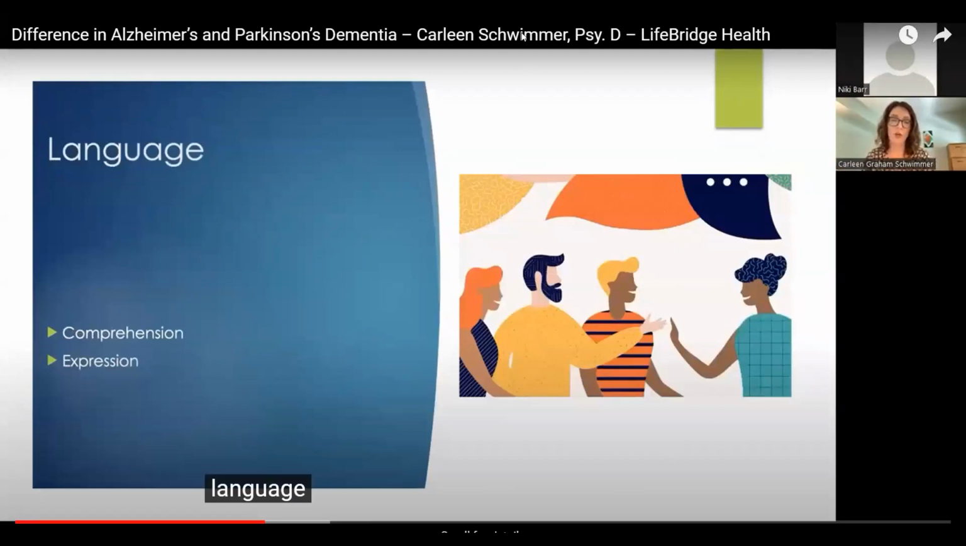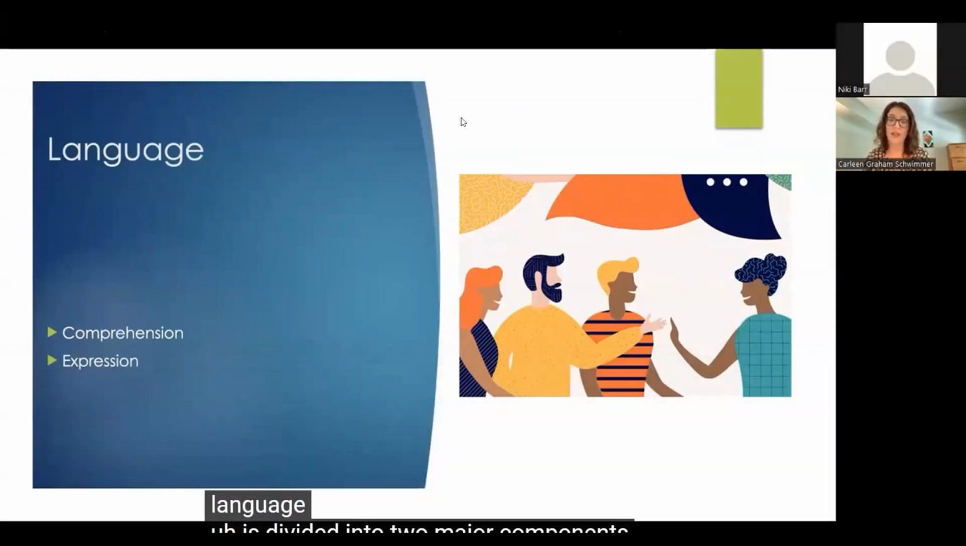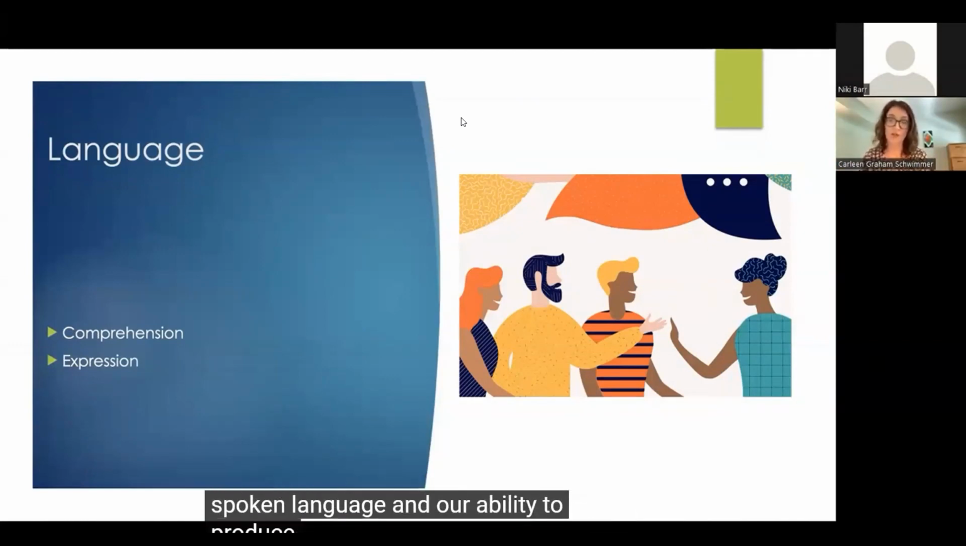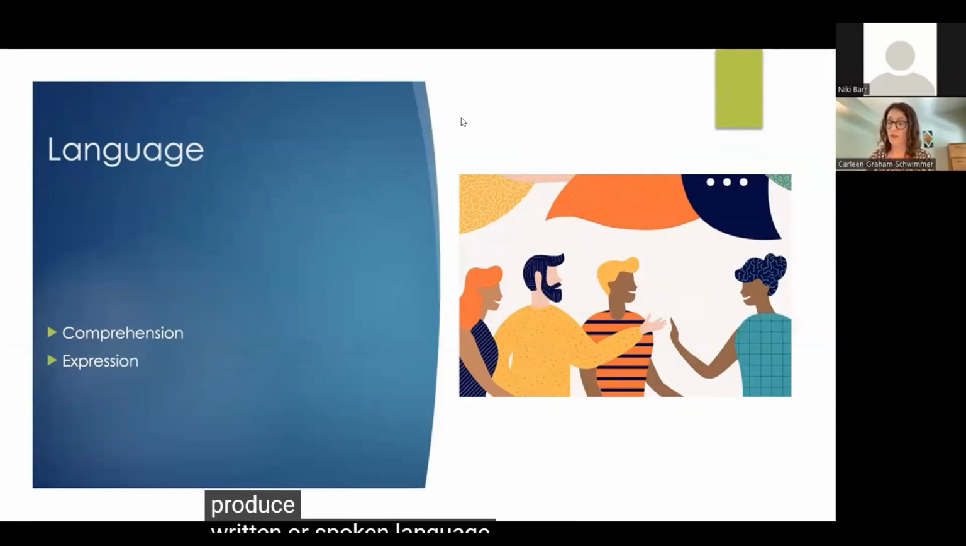Language is divided into two major components: our ability to comprehend written or spoken language and our ability to produce written or spoken language.